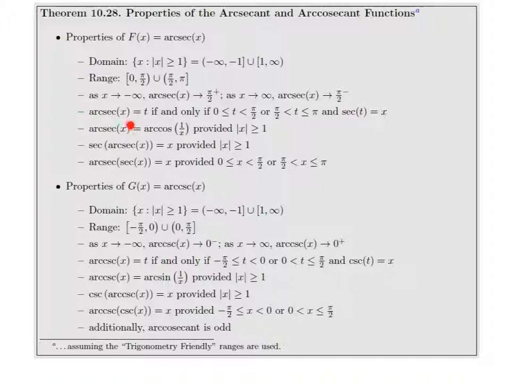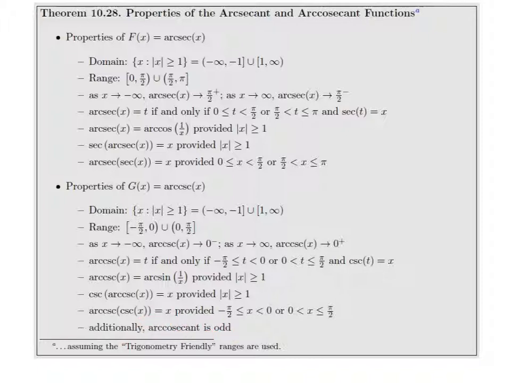Arc secant can be written in terms of arc cosine, and you flip the value inside when you do that. Secant and arc secant essentially cancel, assuming you're in the correct domain for arc secant, and arc secant and secant cancel, assuming that you're in the correct range for arc secant. And arc cosecant, similar information. Additionally, you get arc cosecant as odd.